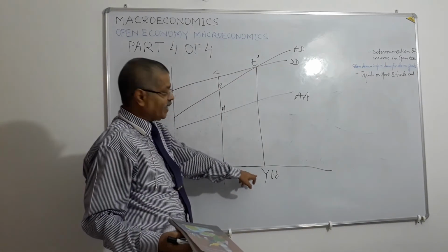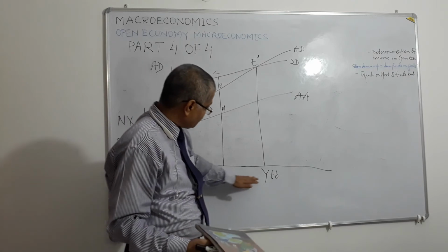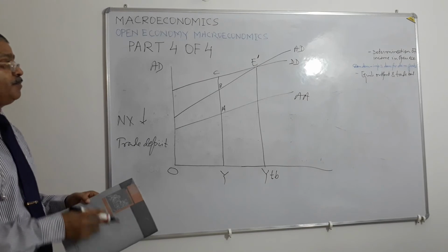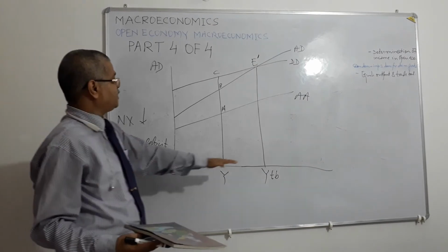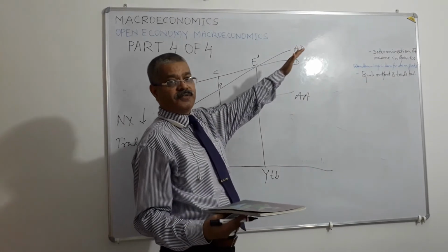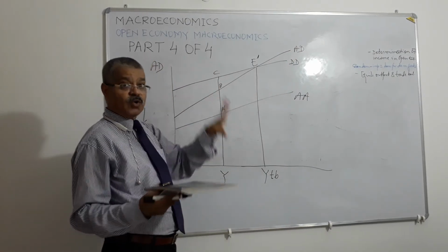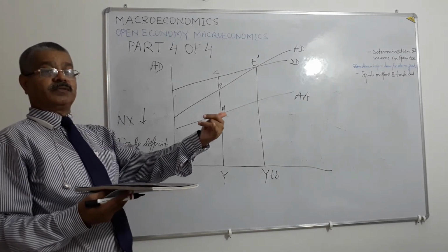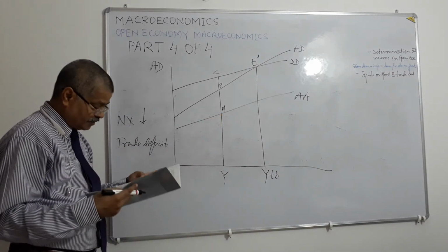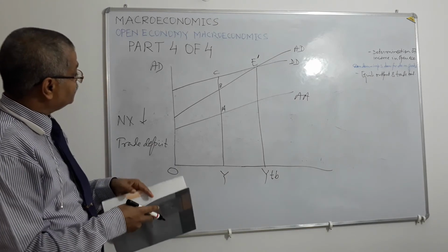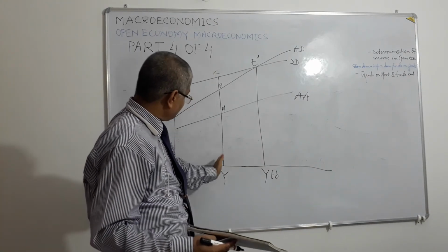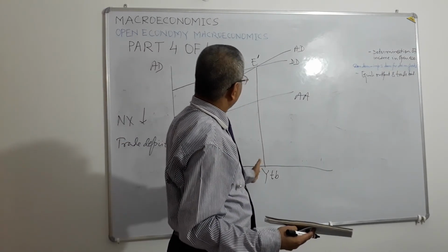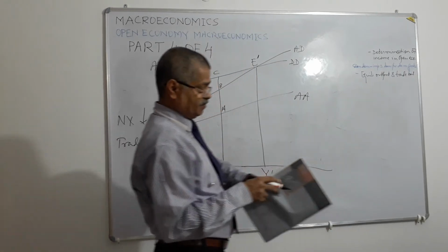Beyond this YTB, trade balance, if the income goes beyond YTB level, then we start getting trade deficit, because with increasing income, imports keep on increasing with exports remaining constant. So the difference keeps on increasing in favor of imports. So we have a trade deficit, right? Up to this point, trade surplus, this point, trade balance, beyond this, trade deficit, right?